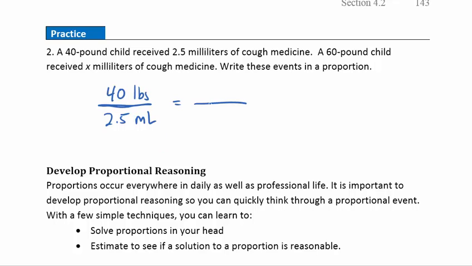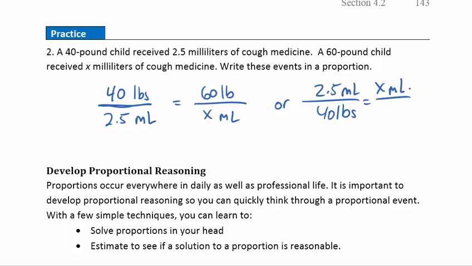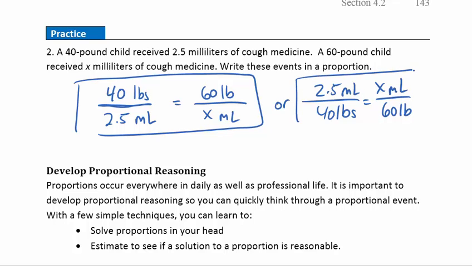All right, now I want to set this up on the other side. A 60-pound child, so notice I want to make sure I get those units in the numerator, since I wrote them this way over here, is going to receive x milliliters. Now, it would have been okay to switch this totally around and say 2.5 milliliters is to 40 pounds as x milliliters is to 60 pounds. Either of these ways is totally fine. We just have to make sure that our units in the numerator and our units in the denominator match.